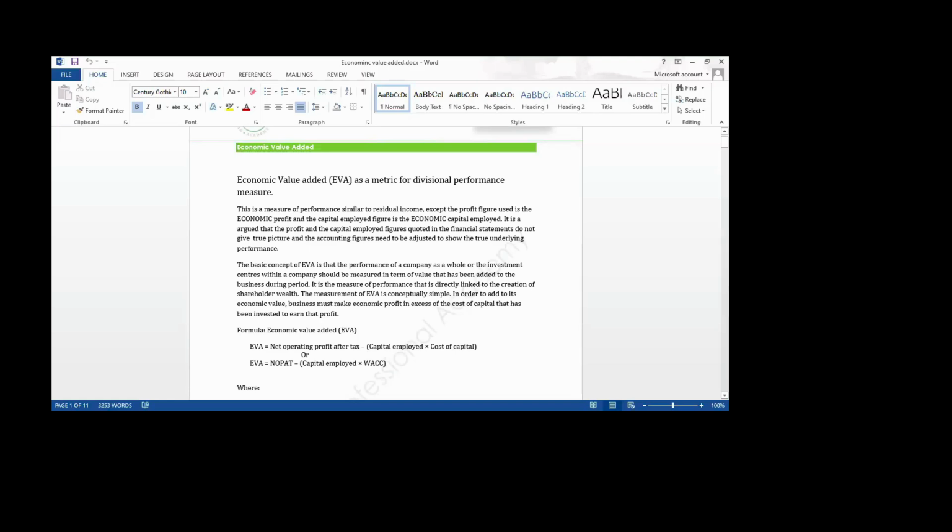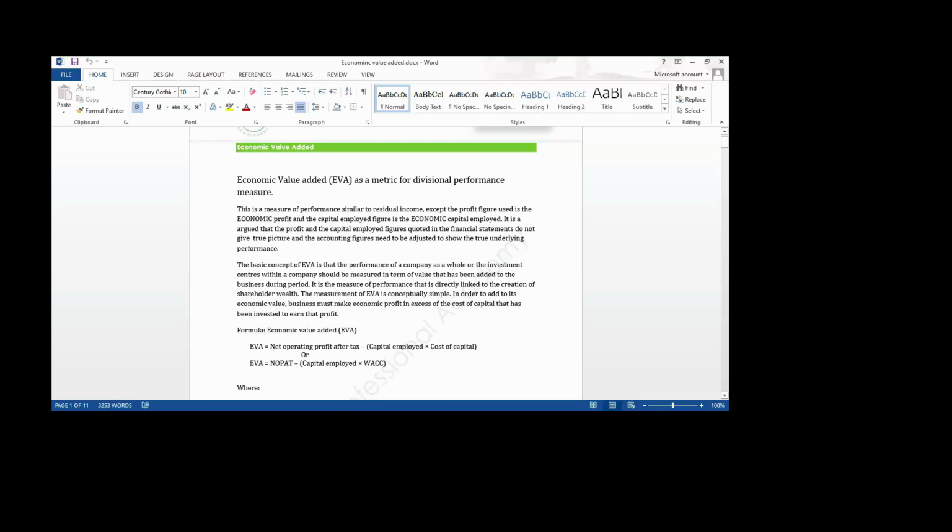Your residual income is the difference between the profits, your operating profits, or your profit after tax, minus imputed interest charges, where your imputed interest charges is calculated as capital employed multiplied by the cost of capital.